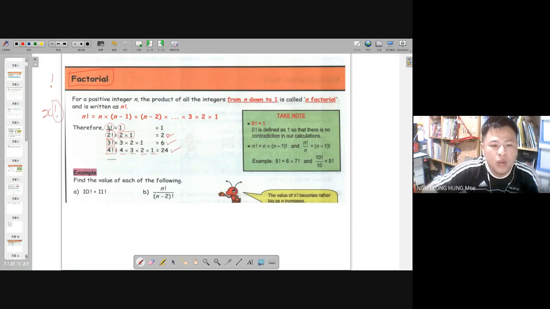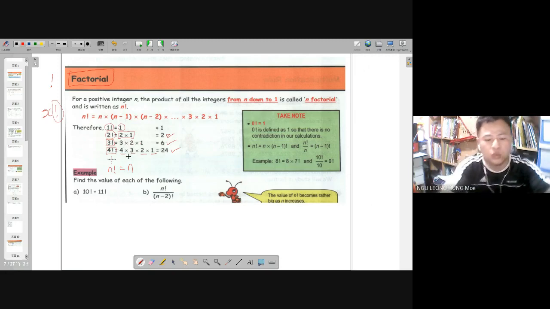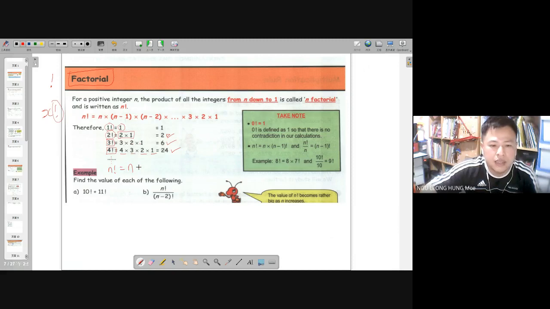No matter what the number is, until we have n factorial. N factorial will have the first number as n, right? 1, I say 1. So 2 factorial is 2 times 1. 3 factorial, 3 times 2 times 1. 4 factorial, 4 times 3 times 2 times 1. That means we start with the number n.